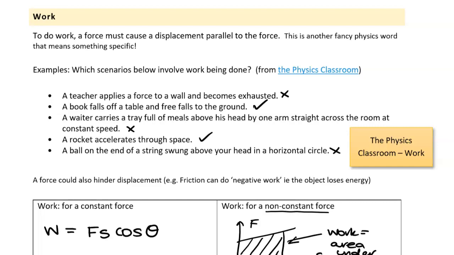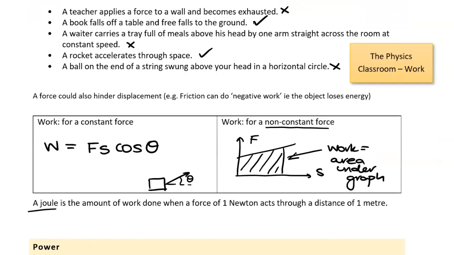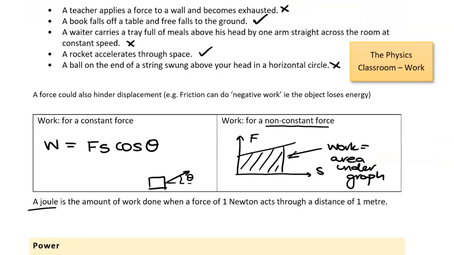We talked about some examples here, and these two that I've ticked are ones where work is being done. A book falling off a table and free falling to the ground: the force due to gravity is doing work, causing a displacement of that object from the table to the ground. A rocket accelerating through space is very similar: a force pushing the rocket forward, causing a forwards displacement.